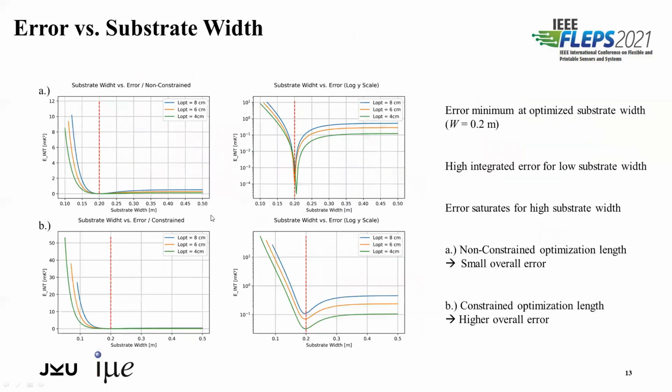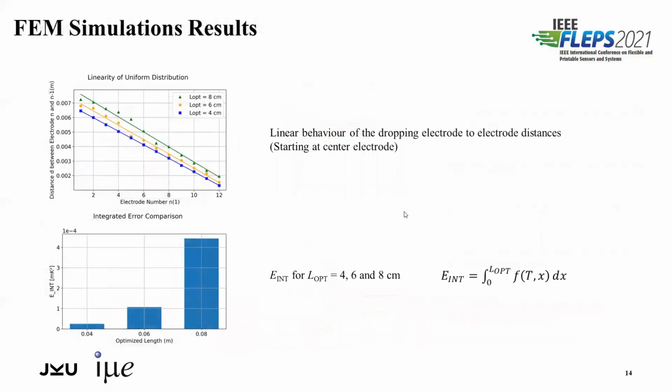You can see on this slide what happens with a converged solution for the electrode positions if we change the width of the substrate. It's obvious that the integrated error is at its minimum at the substrate width for which we optimize the electrode distribution. For smaller substrates, it rises, and it saturates for substrates much wider than the optimized substrate width. And again, like in the last slide, the error is in general smaller for optimizations where the positions of the electrodes are not constrained by the optimization length.